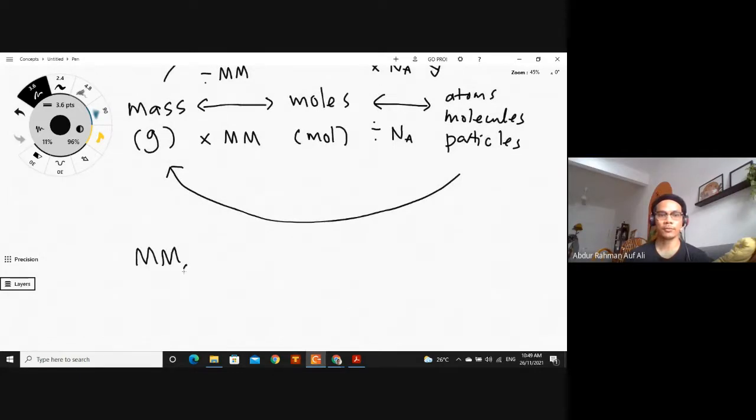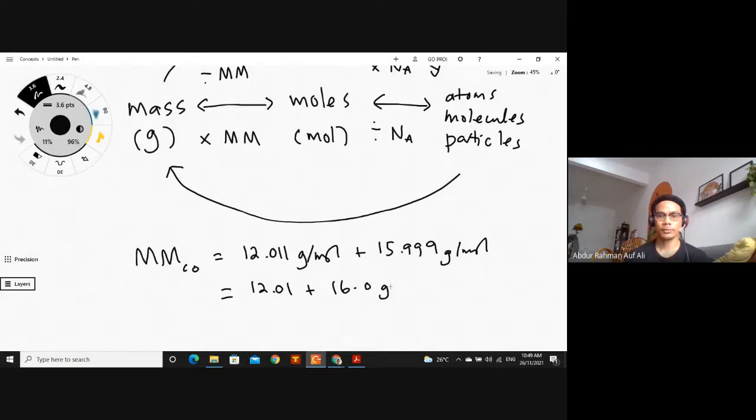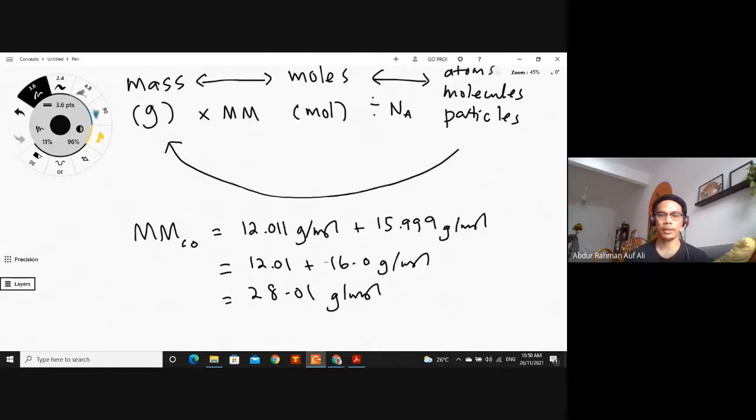Molecular mass of CO. So carbon is 12.011 grams per mole. Tambah dengan oksigen 15.999 grams per mole. So bila ditambah, boleh tak saya 0.1 tambah dengan 16, senang sikit nak kira. Grams per mole. Dapatlah 28.01 grams per mole. This is the molecular mass of carbon monoxide.